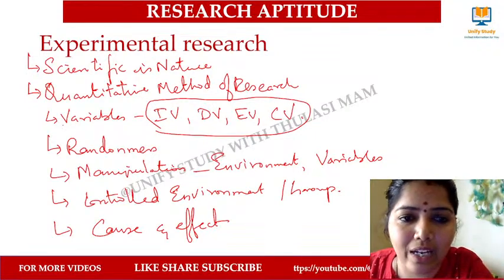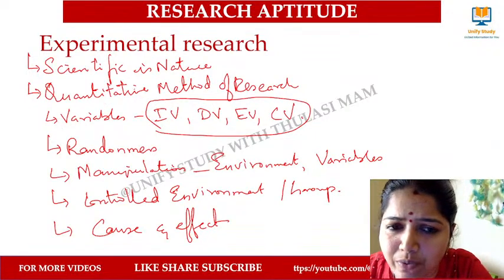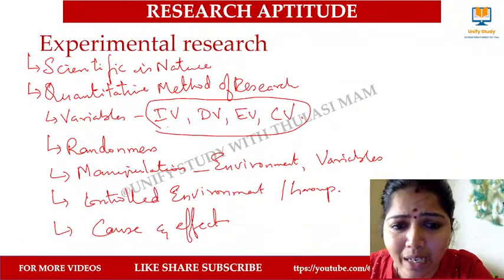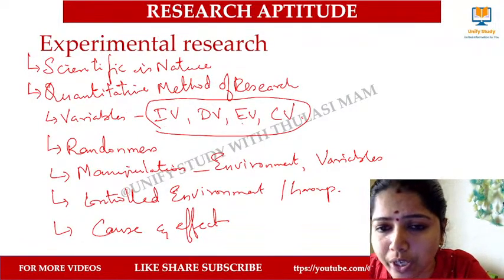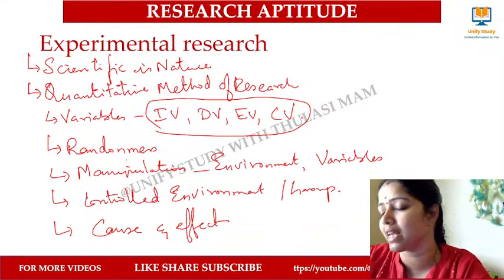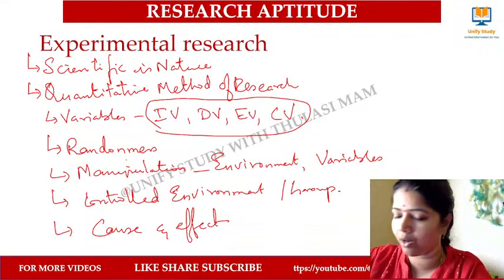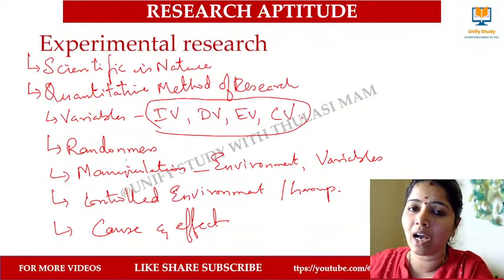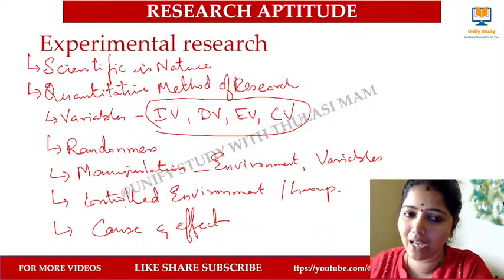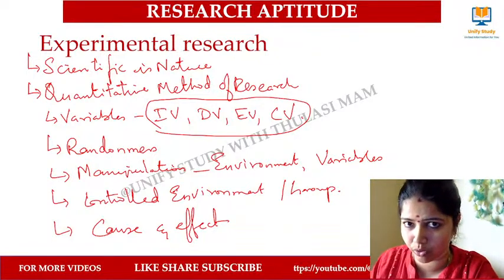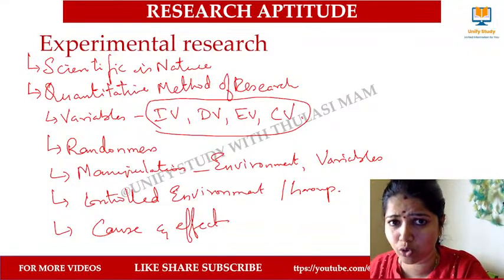So these are the important characteristics of experimental research. It's scientific in nature. The quantitative method of research is used here. Variables play an important role: independent, dependent, extraneous, confounding, and randomness. Randomness means I can select random data from a sample, and that will be authentic. We can manipulate variables, control the environment, and control the test group also.